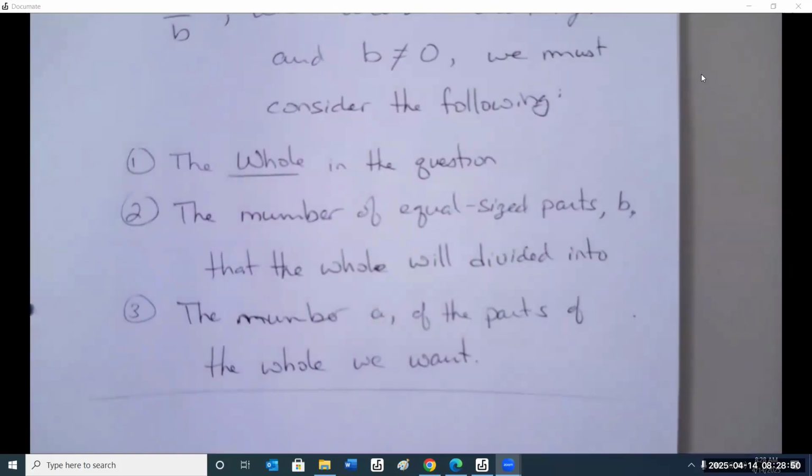Whatever you define A over B, you have to know what is your total? How many total parts do you have? And then how many specific pieces of those parts do you want to take out?